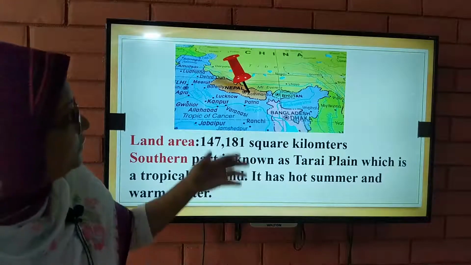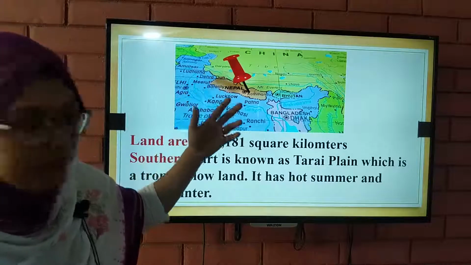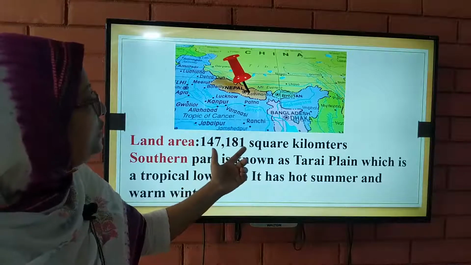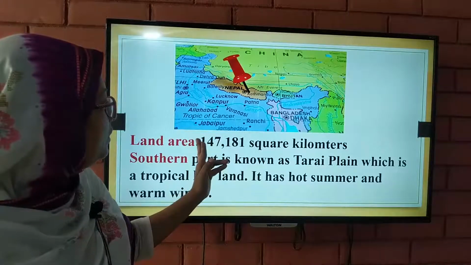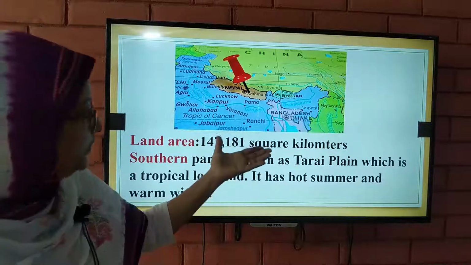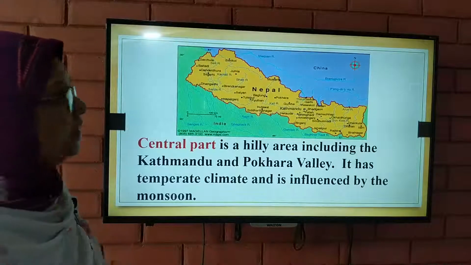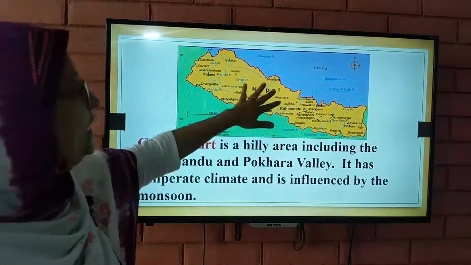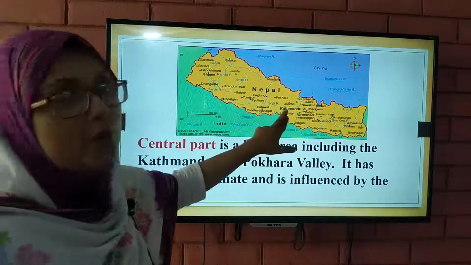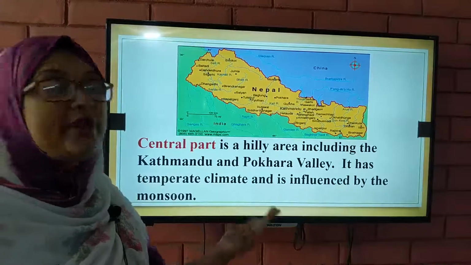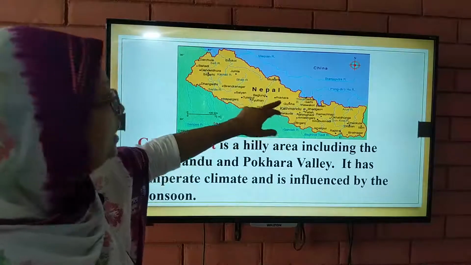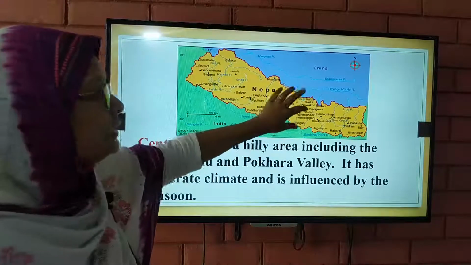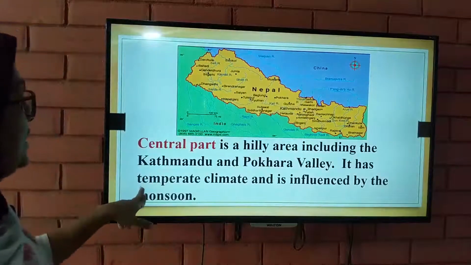Now we have talked about the southern part, the land area, and you can see it is 1,47,181. You can also say 14,007,180 square kilometers. Now the central part of Nepal, the central part. This is the central part. So the central part is a hilly area including Kathmandu and Pokhara, the two very famous valleys in Nepal. This is Pokhara, can you see? And this is Kathmandu. Kathmandu is the capital city of Nepal.